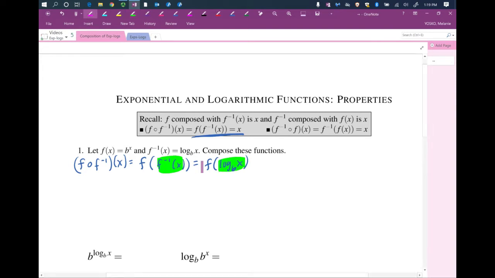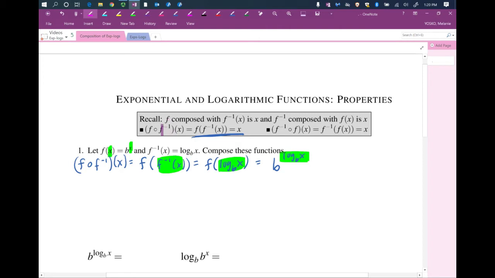And then now you see that f has an input of log base b of x. So instead of f of x, we have log base b of x. So we're going to replace every x we see up here with log base b of x. So we get b to my new x. Well, the new x is log base b of x. Does that make sense? So that's what happens when you take f composed with f inverse with an input of x. You get this. So we've composed b to the x and log base b of x.